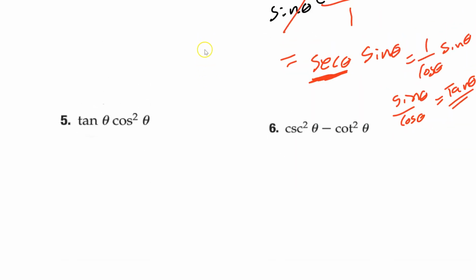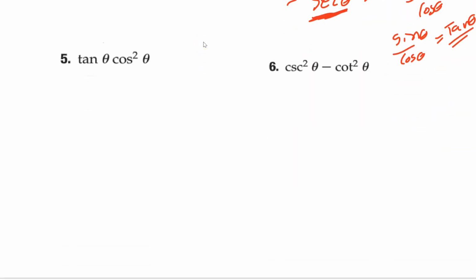I'll go back to the other one in a second, I promise. That one's a little tougher. So look at this one. I got tan times cosine theta. So I really can't do much here. Remember my last rule is change everything to sine and cosine. So we're going to change tan to sine over cosine. If we're not sure what to do, change everything to sine and cosine.